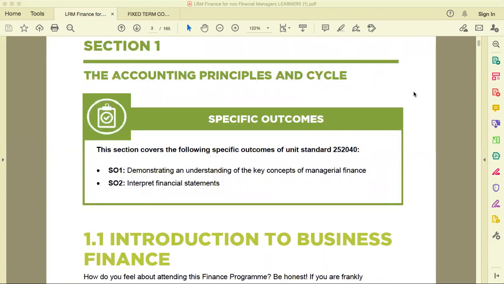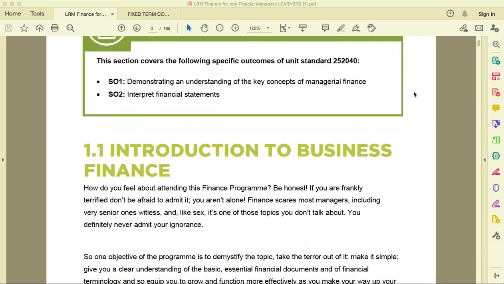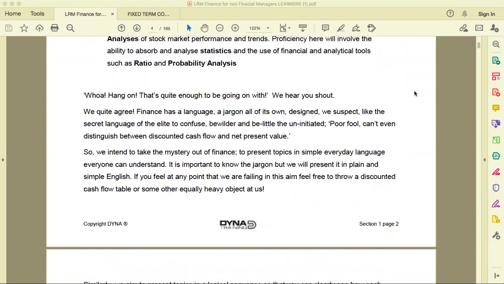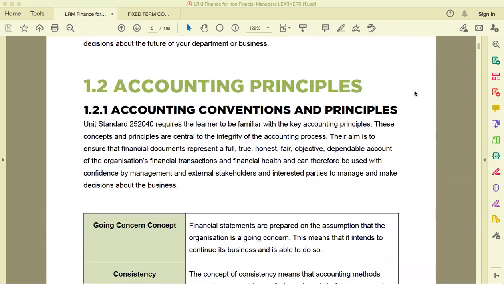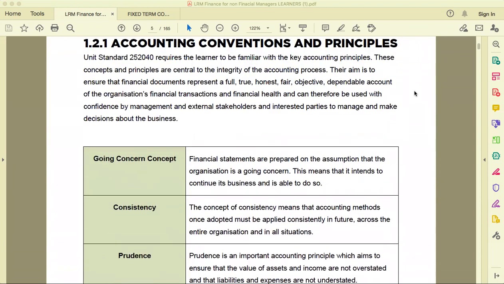The accounting principles and cycle is the foundation of any accounting practice. We need to make sure that we understand the principles, the fundamentals, in order to be really in tune with how things actually work. So let's take a look at some of those things that we need to be aware of. Let's go to page number 3 in section number 1.